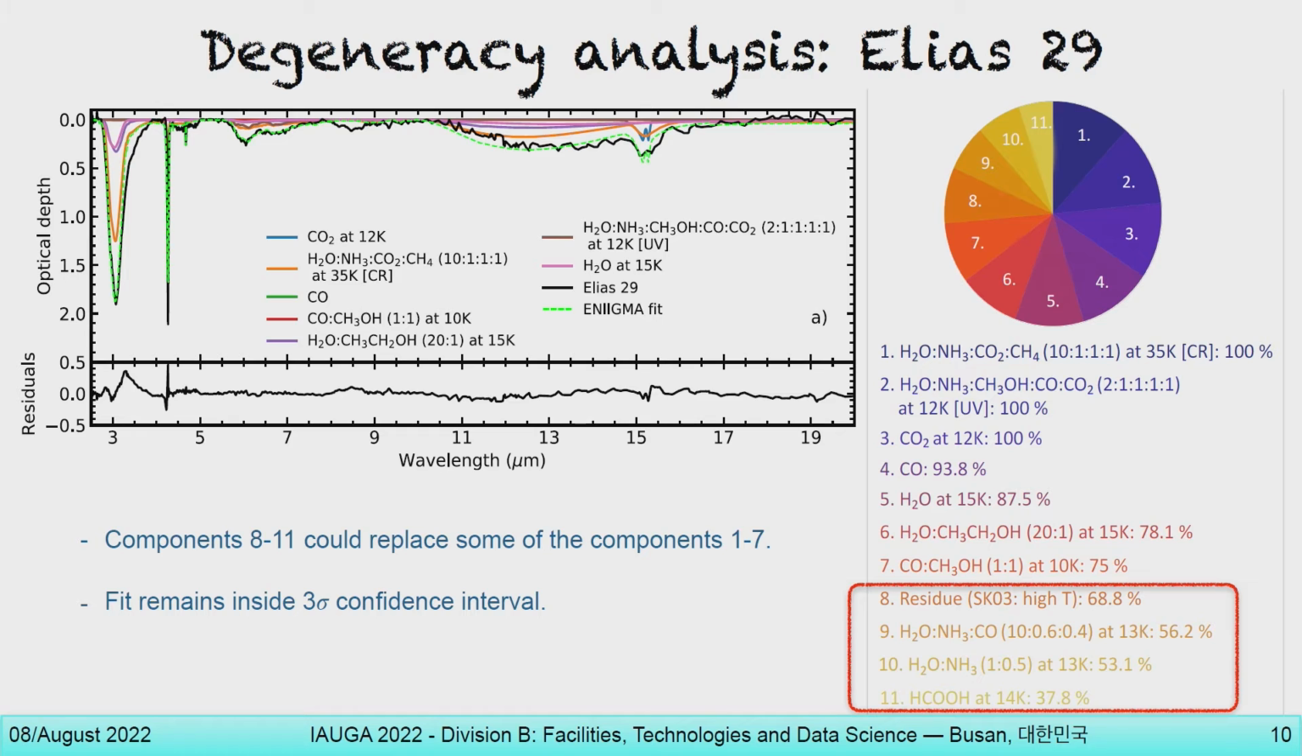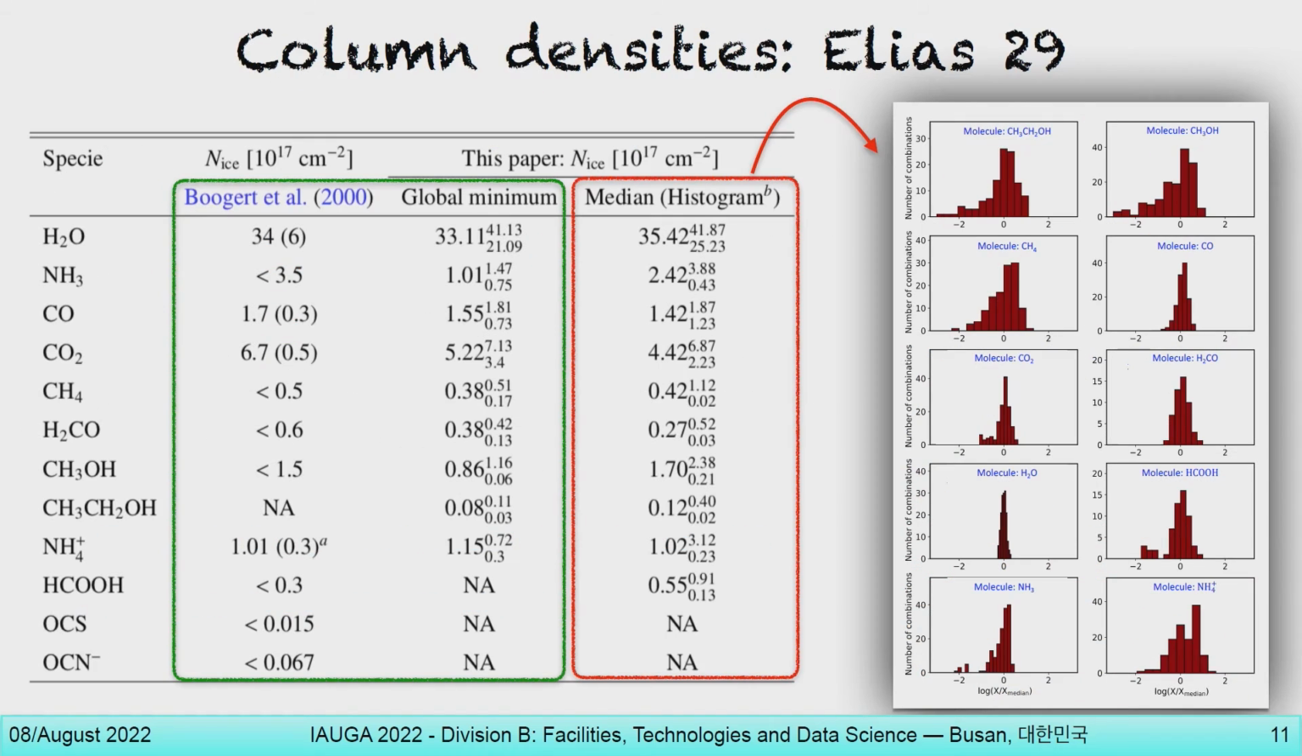And the reason for that is because 3 sigma for a 2-component fit is not the same as 3 sigma for a 7-component fit. We have a little bit more freedom, and it's because one of these other components could also be a potential solution. We also calculated the column densities toward the layers, and we compared them with the observations and with previous papers in the literature.